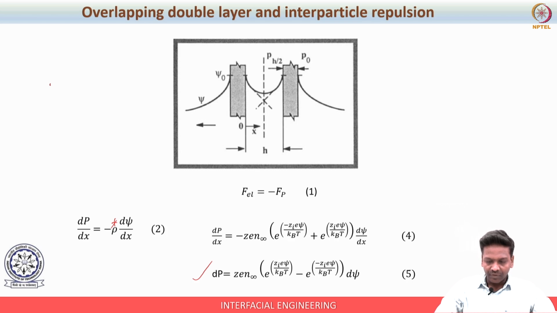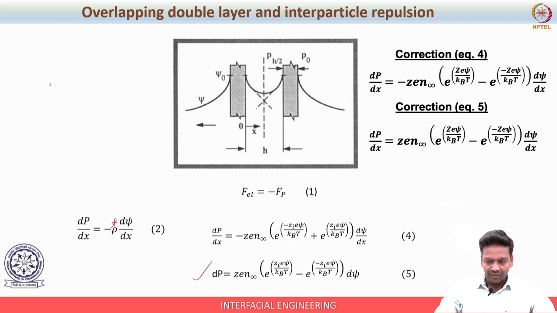Okay, so you will have to integrate this, right? Yeah, so this you will have to integrate. Okay, so this you can integrate from infinity, so pressure at infinity to pressure at the midpoint. So this one will be 0 to psi m, that is at the midpoint. Okay, so this is how you can integrate this, right?